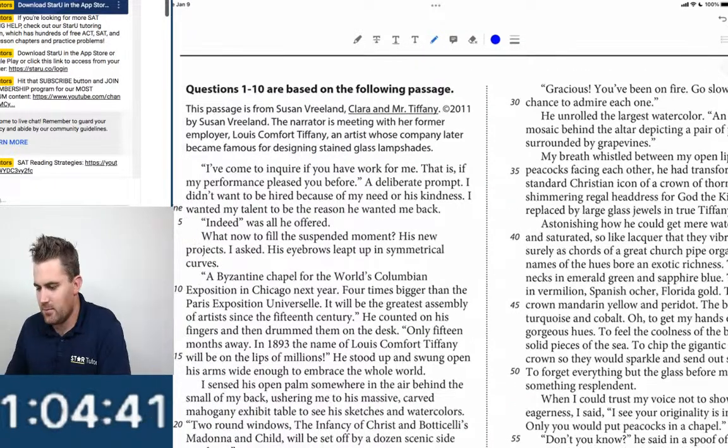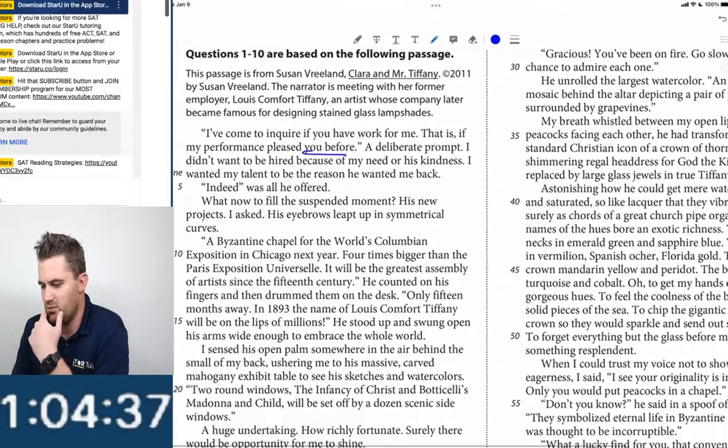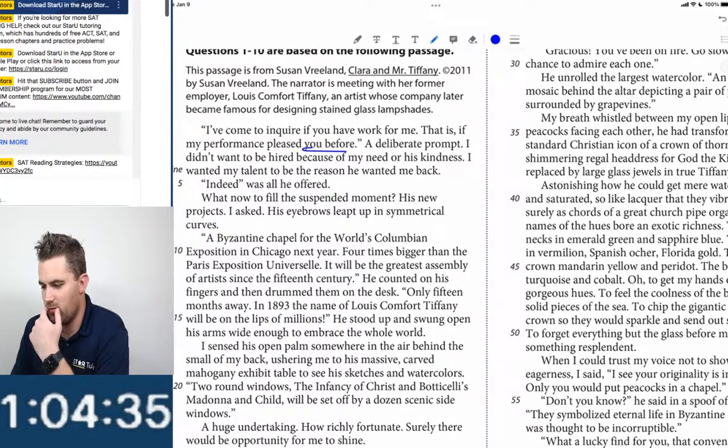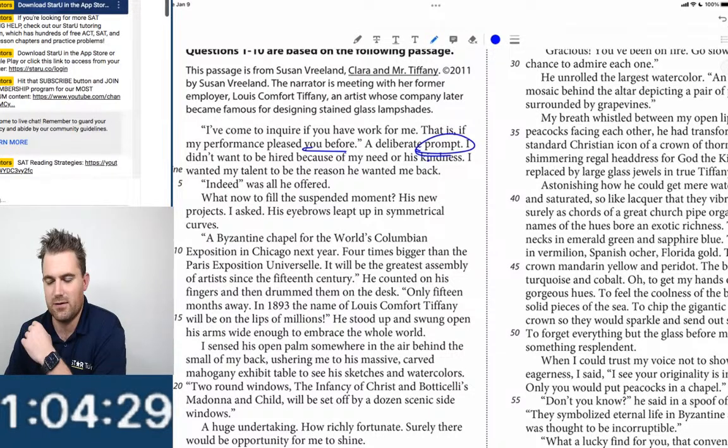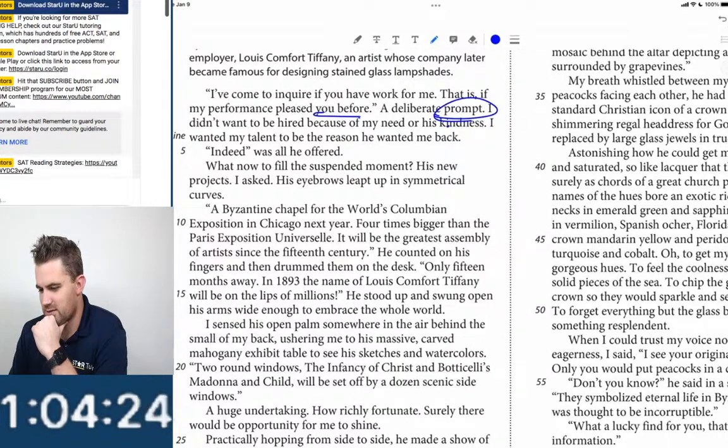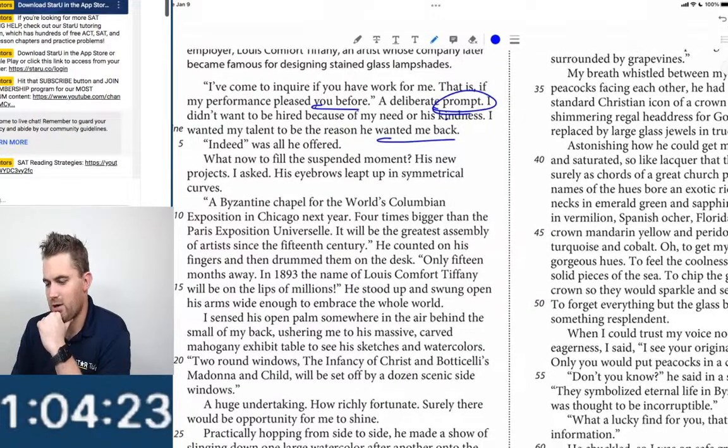I've come to inquire if you've worked for me. That is, if my performance pleased you before. A deliberate prompt, right? So that is my performance, looking for, like, fishing for compliments. I didn't want to be hired because of my need or his kindness or my talent to be the reason he wanted me back. Okay, so a little bit of fishing, indeed, was all he offered.